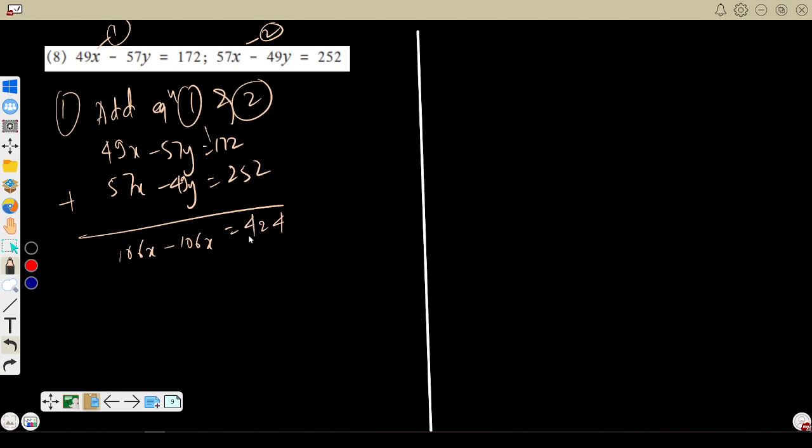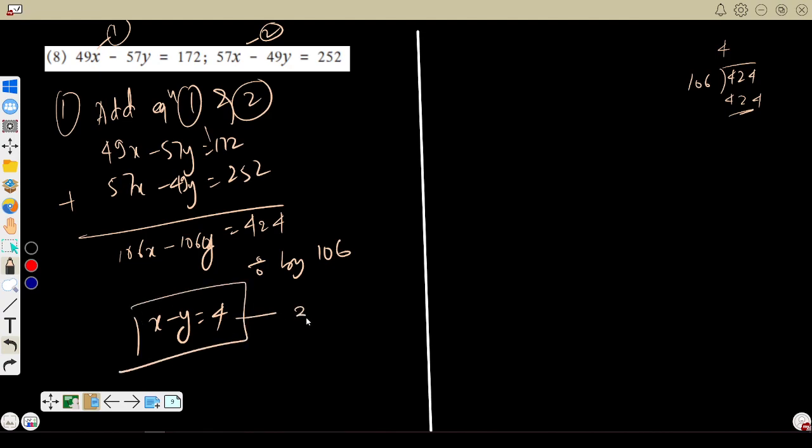Fine. Now again, if you look at this, we can simplify this. If I divide this by 106, first we check. We divide 4 to 4 by 106. So if I multiply this with 4, this will be 424. Yes, correct. 424 is divisible by 106. So I will divide this equation by 106. So the equation will turn out to be, I made a mistake. This is y. This is y. So the equation when divided by 106 will turn out to be x minus y is equal to 4. I mark this equation as 3. Let this equation be 3.